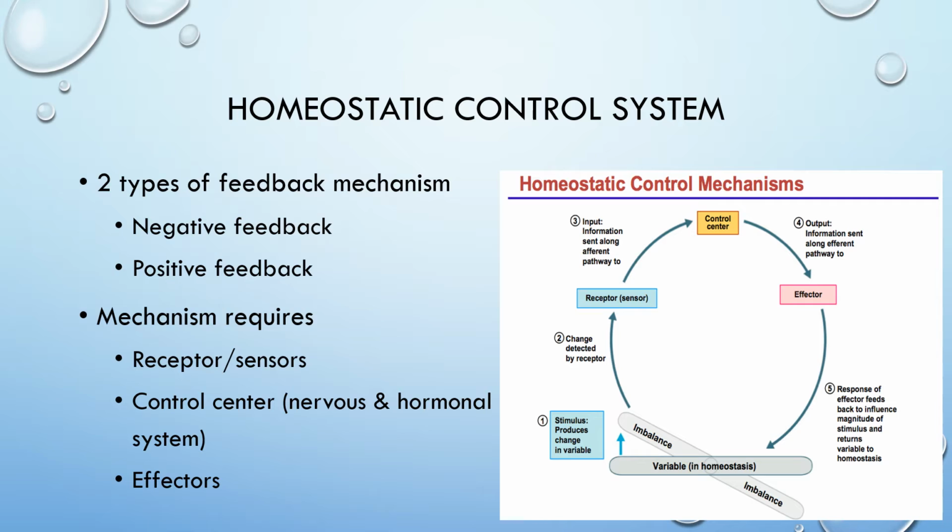So basically, in order to maintain homeostasis, we require three main components: the receptor that acts as a sensor, the control system, which in our body we have two, the nervous and hormonal systems, and the different effector organs. To do that, we use two different feedback mechanisms, namely negative and positive feedback, to perform its function.